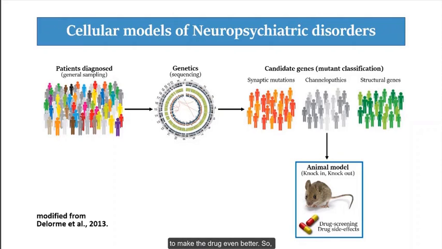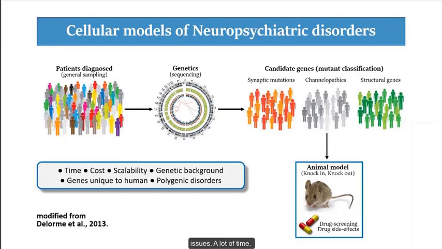However, this approach has several issues. A lot of the time, making animal models is a really time-consuming process. Just making a knock-in or knockout animal takes years. Those who have generated animals know it takes forever. It's pretty expensive to breed these animals, second generation, third generation. And there is the scalability: how many animals can you keep, how many animals can you make.